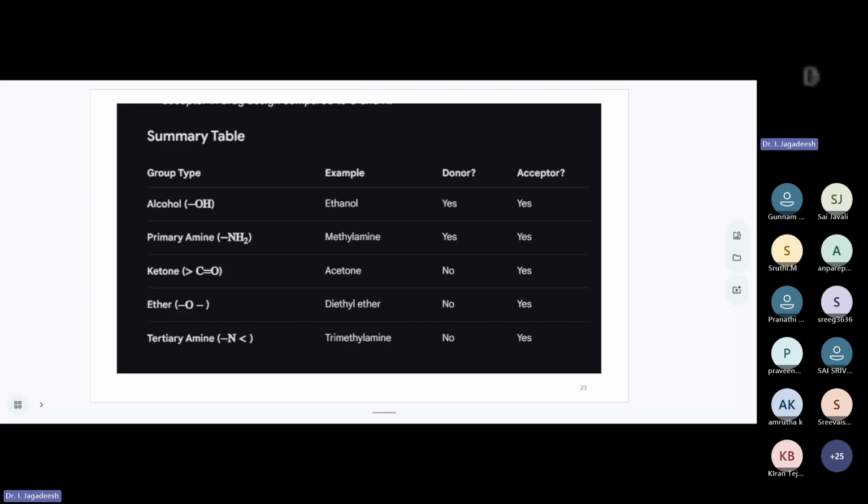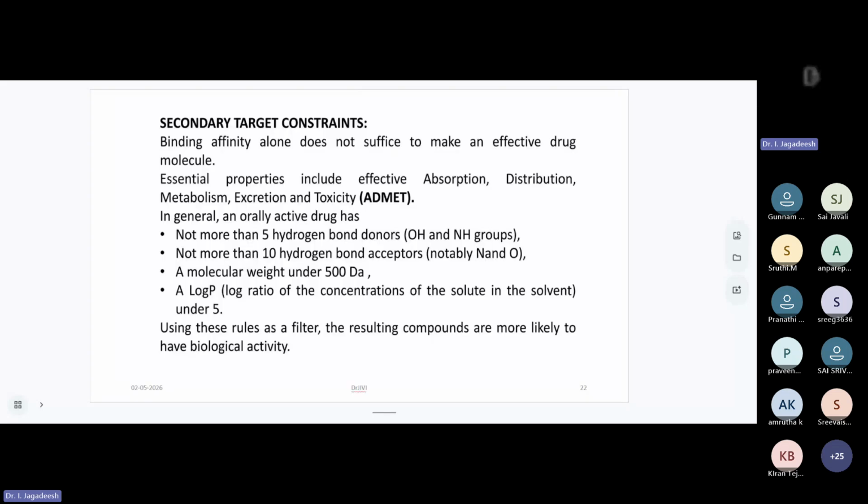And go back to the rules. Not more than 10 hydrogen bond acceptors. That is 5 into 2, the Lipinski rule of 5. Notably, nitrogen and oxygen atoms are clearly given. And the first rule is not more than 5 hydrogen bond donors. Here also we have OH and NH groups.